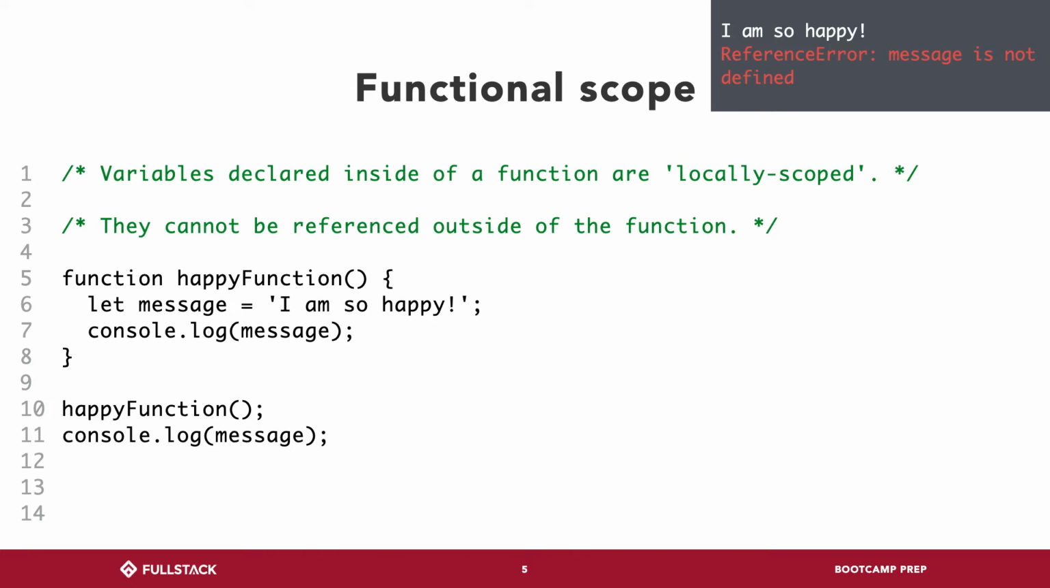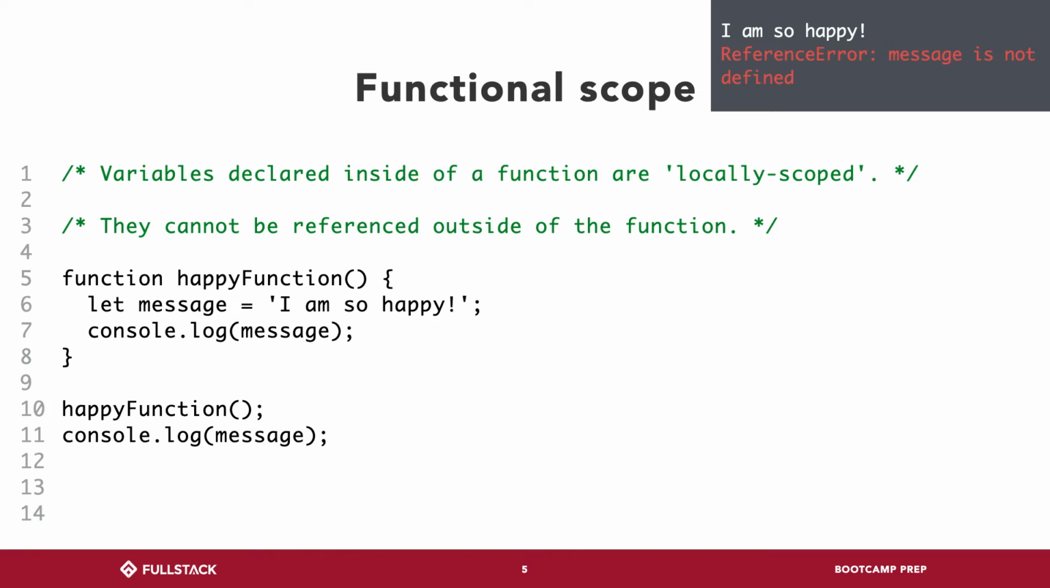We call happyFunction here, right? So we run happyFunction. Let message equal I am so happy, just declaring a variable message inside of this function. Console.log message. Message is right here, so we get I am so happy. Then we finish the function so we can go to line 11, right? Line 11, console.log message. Where is message? Nowhere. It's nowhere, all because you close it off.